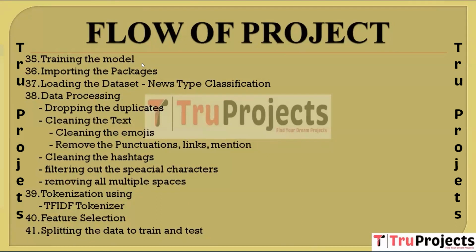Then next we have data processing. The news articles are pre-processed to remove duplicate emojis, punctuation, links, mentions, hashtags, special characters, and multiple spaces. Next we have tokenization using TF-IDF tokenizer. TF-IDF here stands for term frequency inverse document frequency, which is a statistical measure that reflects the importance of a word in a document. Next we have feature selection. Feature selection techniques are applied to select the most relevant features from the tokenized news article.